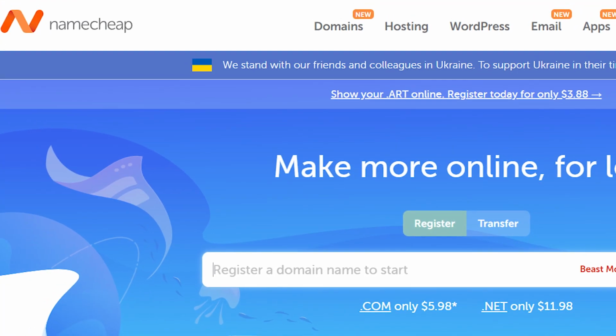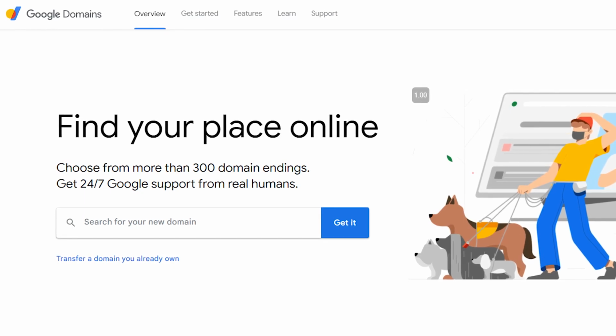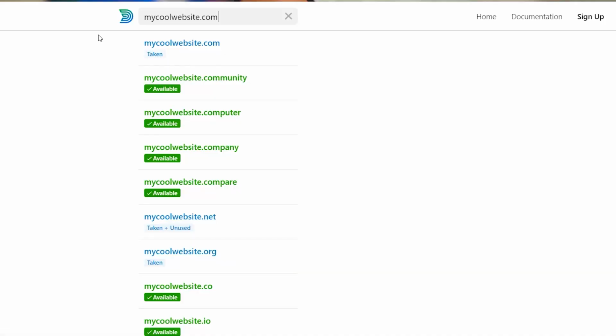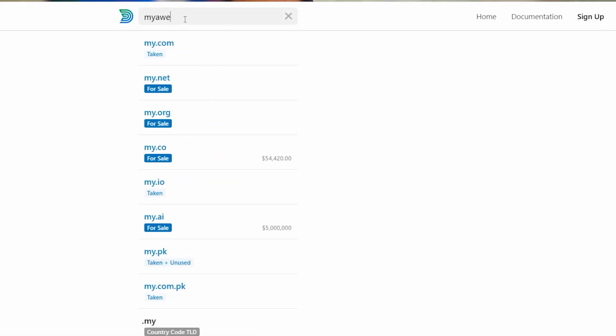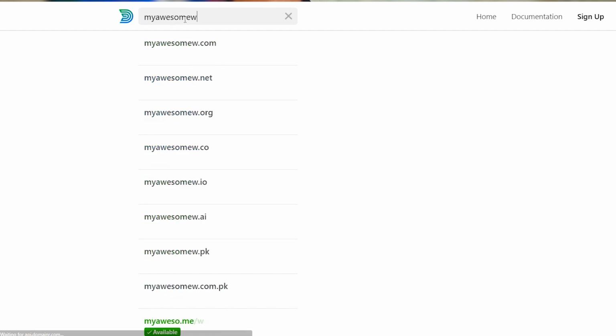Now let's talk about how you can buy a domain. Now there are many companies that offer you the service of buying a domain, but the one that I would suggest is namecheap.com or googledomains.com, and a domain will only cost you about $10 to $12 for a whole year, so it's not that expensive. Before going ahead with your domain purchasing decision, you can also check the availability of a domain through domainr.com.